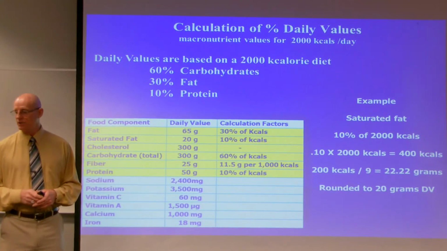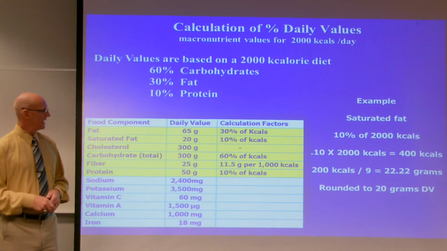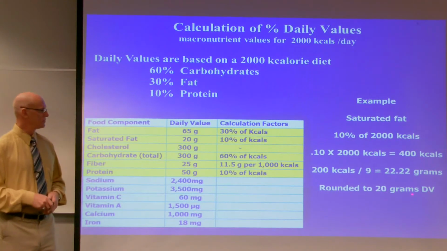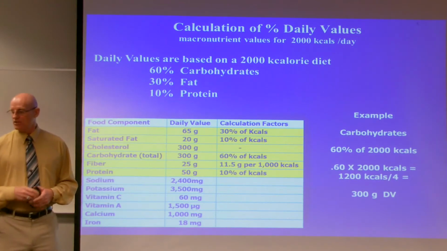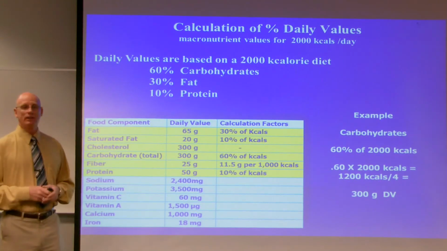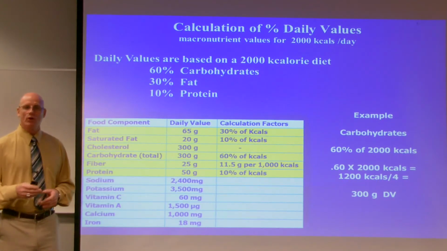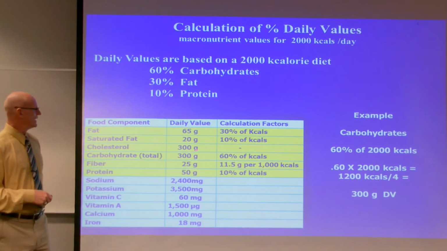Also, with saturated fat, you're looking at 10% of the 2,000 kilocalories. So that's 0.10 times 2,000 equals 400 kilocalories. And you divide that again by 9, and it's 22.22, which is rounded to 20 grams, your percent daily value of saturated fat. Here's an example for carbohydrates. It is 60% of a 2,000 kilocalorie diet, so you turn that into 0.60 times 2,000, and you get 1,200, and carbohydrates yield 4 kilocalories per gram, so you divide that, and you get 300 grams as your percent daily value for carbohydrates.